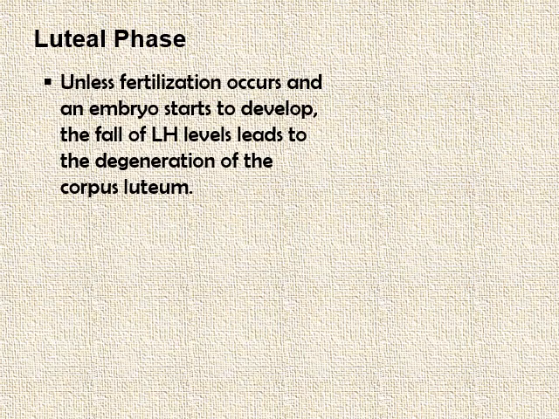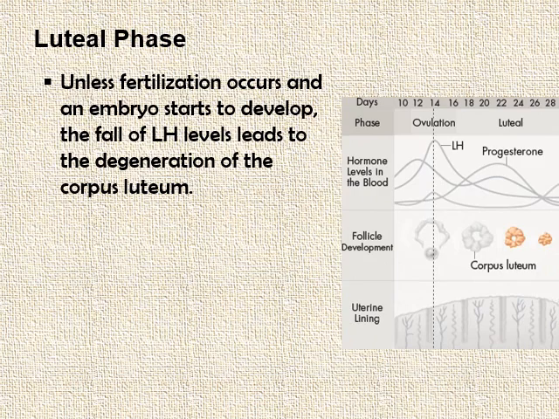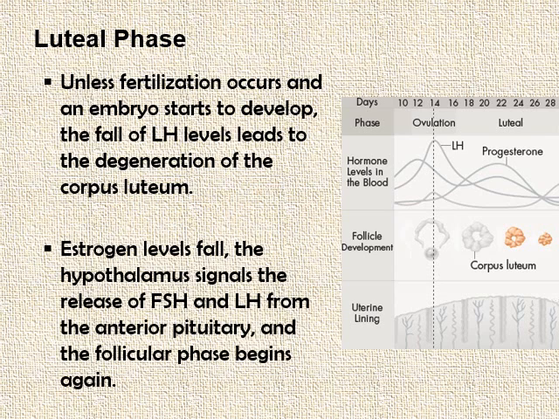Unless fertilization occurs and an embryo starts to develop, the fall of LH levels leads to the degeneration of the corpus luteum. As you can see, the corpus luteum gradually degenerates. Estrogen levels fall. The hypothalamus signals the release of follicle-stimulating hormone and luteinizing hormone from the anterior pituitary, and the follicular phase begins again.